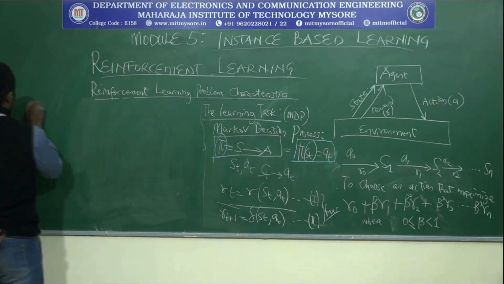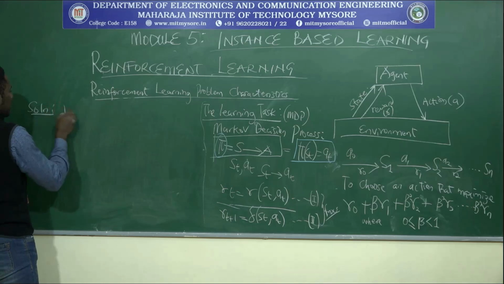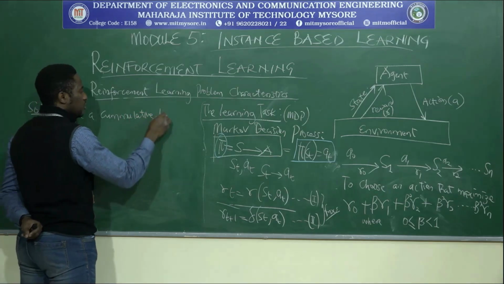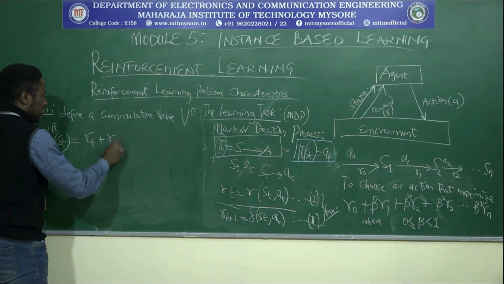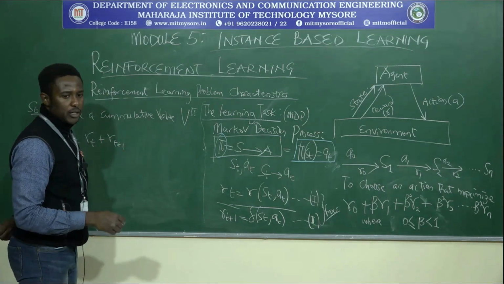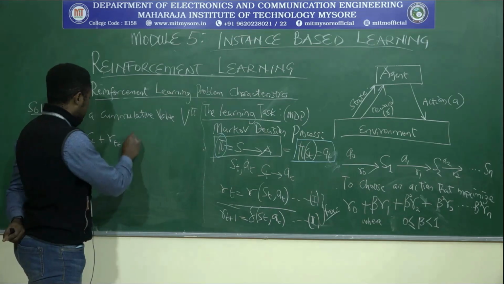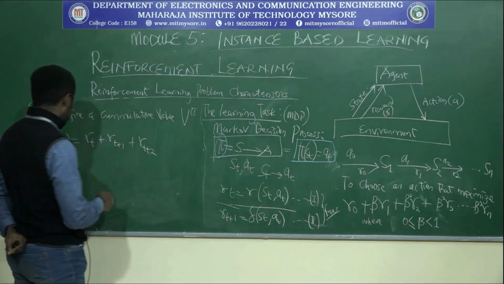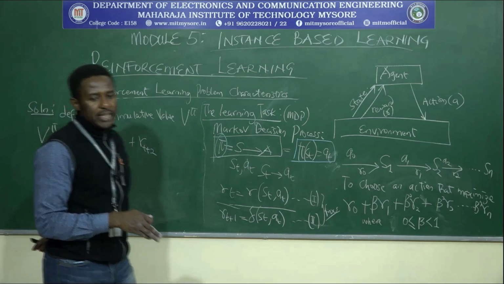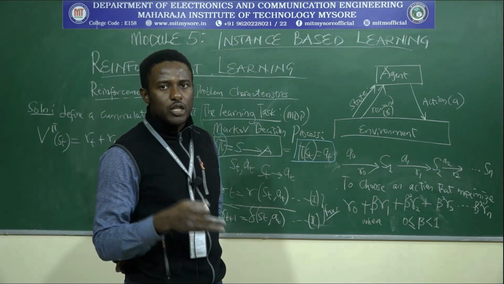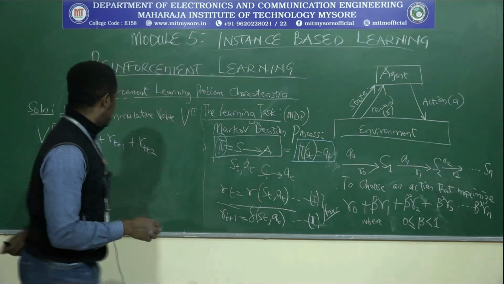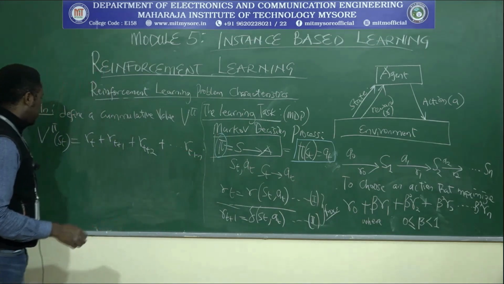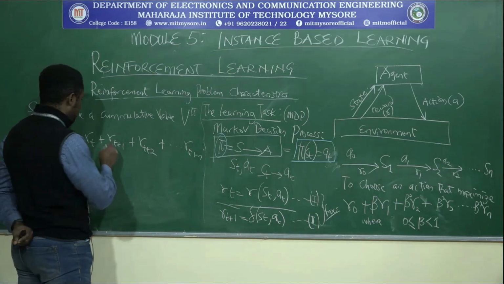So we define a cumulative value. The solution is what? Define a cumulative value: reward at this state plus reward at this state plus 1, right? That was what we saw. Plus reward at this state plus 2. I'm trying to give you a different notation. It continues until the reward at the state of N. But if you remember, we actually multiply this by a constant which we call beta.